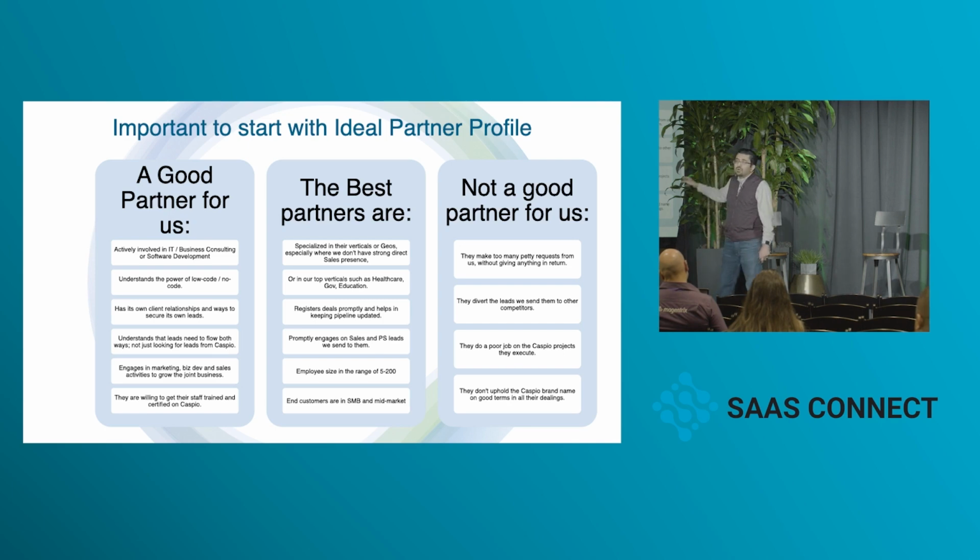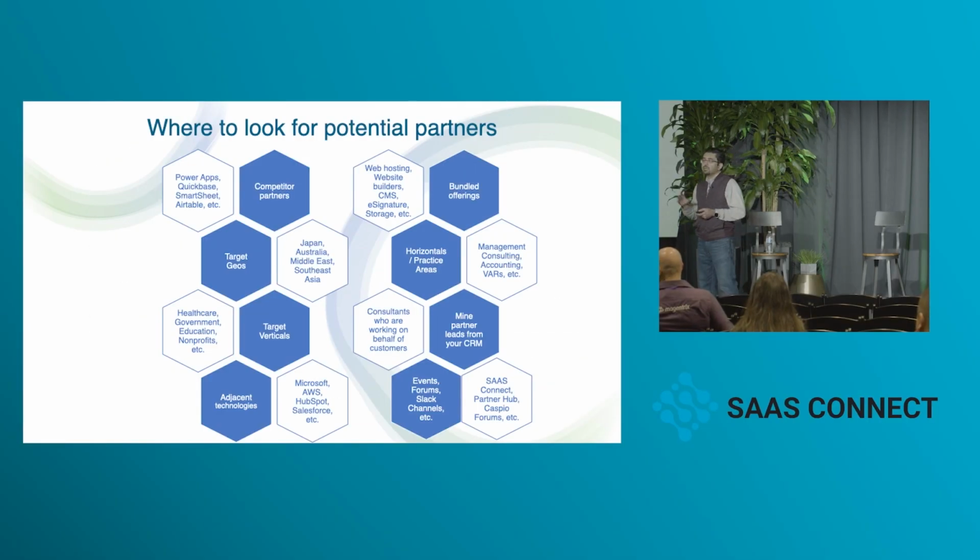And also equally important is that last bucket, who's not a potential good partner for you, who you do not want to waste time on, et cetera. Within that, it could be examples like, if they're diverting the leads that you send to them to your competitors, obviously that's not a good partner. Or if they're a consulting partner or services partner that is not doing a great job on the projects that you're sending to them, that's also a red flag. That's a little bit about the ideal partner profile.